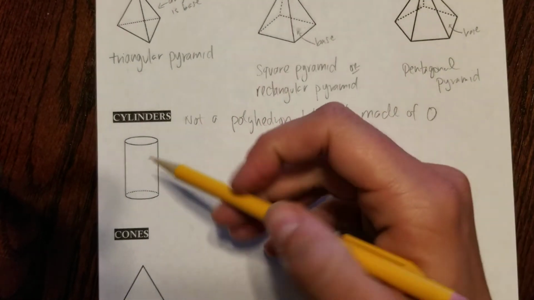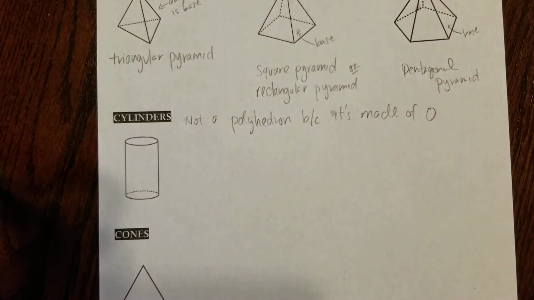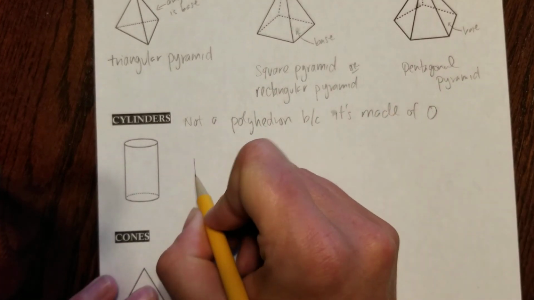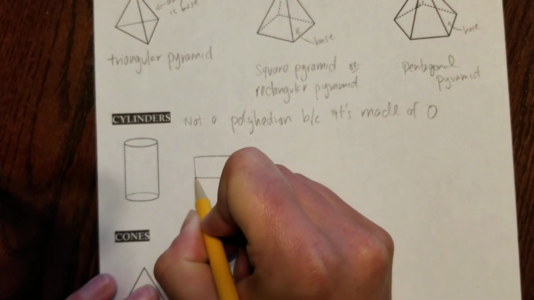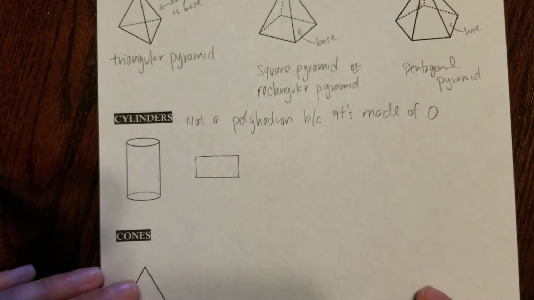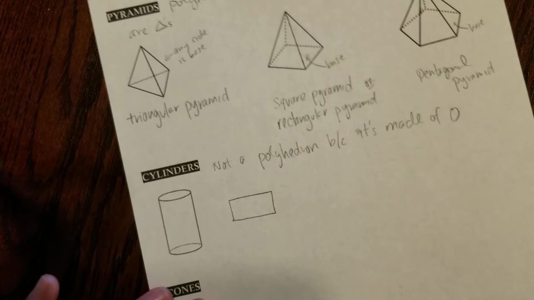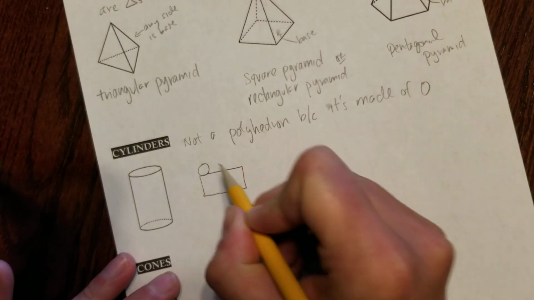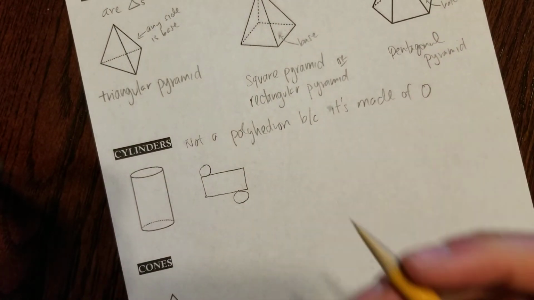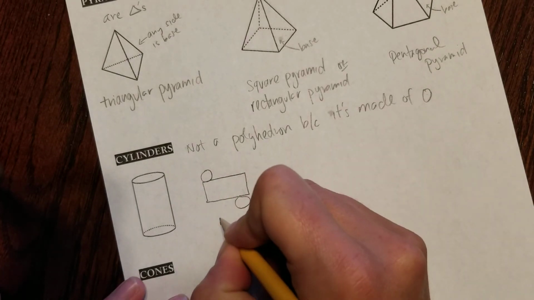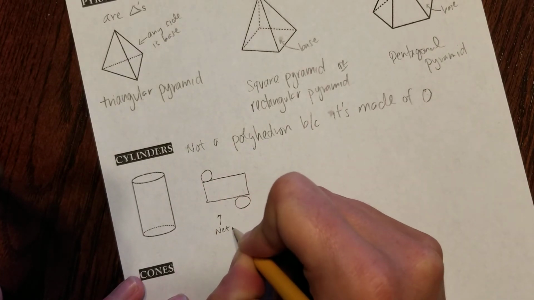Do you know what the middle part is made of? Have you ever taken the label off of a can of soup or a can of beans? The middle is actually a rectangle that's been rolled up. If you don't believe me, take a piece of paper and roll it up. What shape does it make? It makes a cylinder. So this right here, when you draw it separate, is called its net. The net is just all of the shapes that it's made up of.